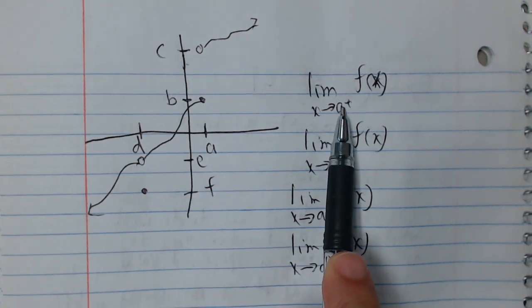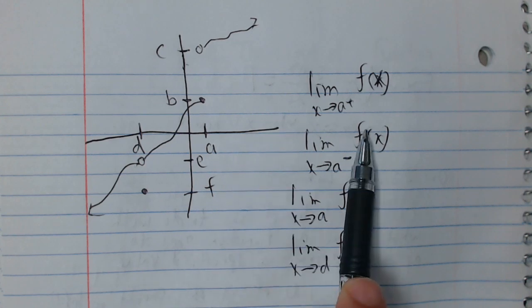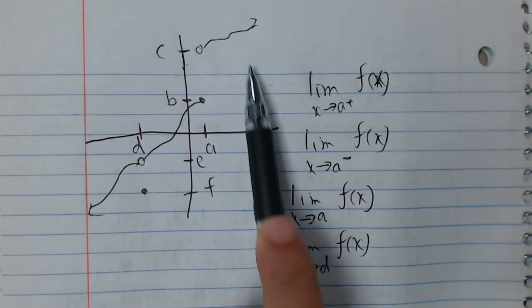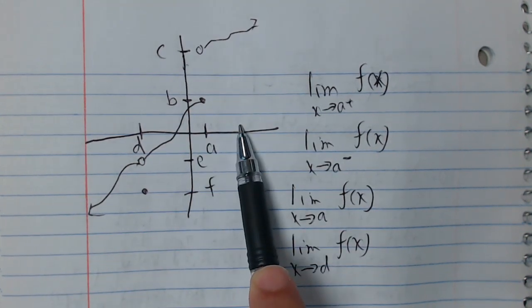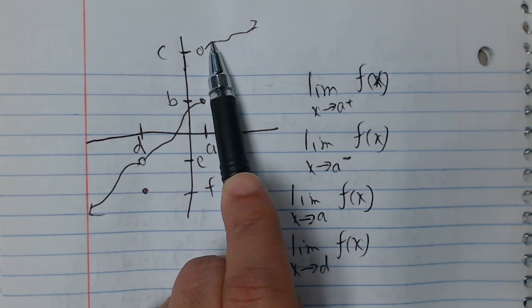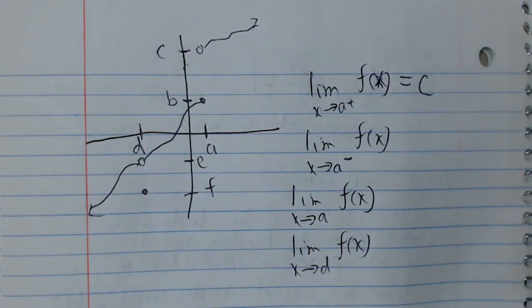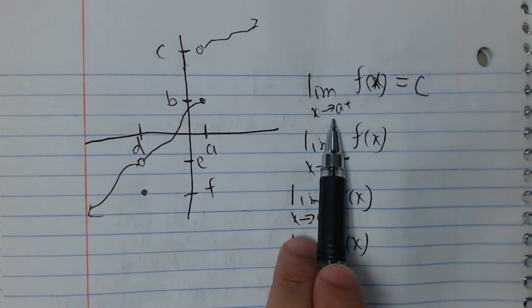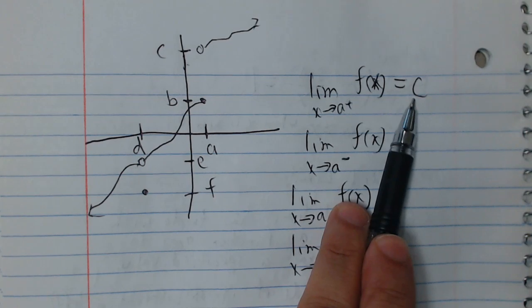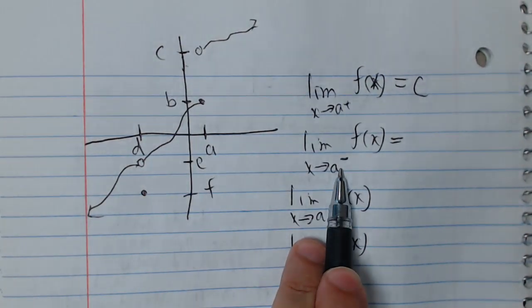Notice how what we're saying is, look, I don't care what my y value is at a. I care what happens to my y value as I get close to a from the right side of a. So if I'm to the right of a, I'm up here, so this function actually gets closer and closer to c. Okay, so the limit as x approaches a from the right side of f of x is going to be c.